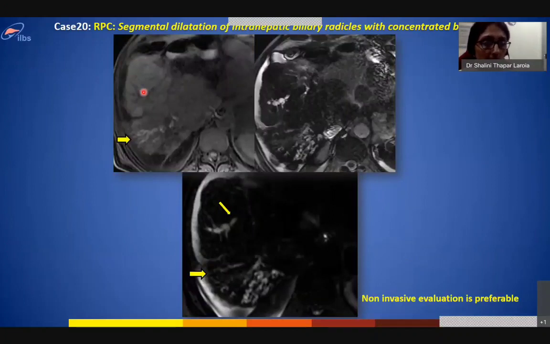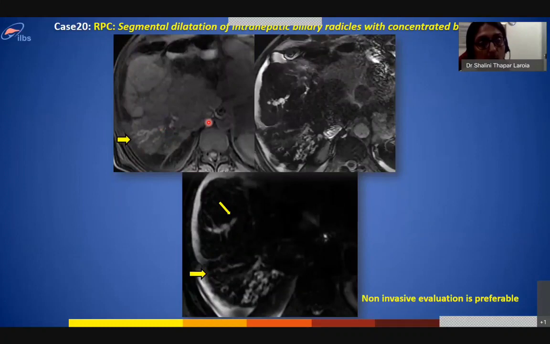So this is recurrent pyogenic cholangitis. This is a T1 weighted image. This is fat saturated, and this is a cirrhotic liver. What do we see? Essentially, the right posterior segment is completely atrophic. We see these linear channels, which are T1 hyperintense.